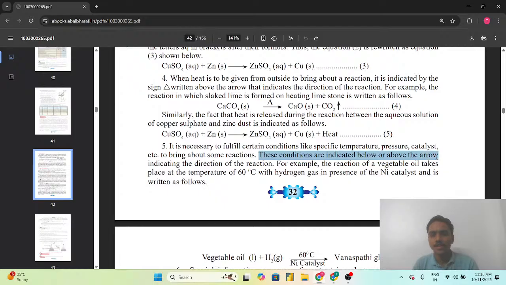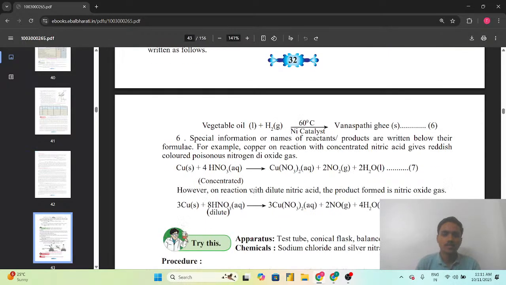These conditions are indicated below or above the arrow indicating the direction of the reaction. For example, the reaction of a vegetable oil takes place at a temperature of 60 degrees Celsius with hydrogen gas in the presence of a nickel catalyst. It is written as vegetable oil, which is in liquid form, and hydrogen in the gaseous state. We are providing heat at 60 degrees Celsius, and the reaction takes place in the presence of the nickel catalyst. We get the product, the formation of vanaspati ghee.